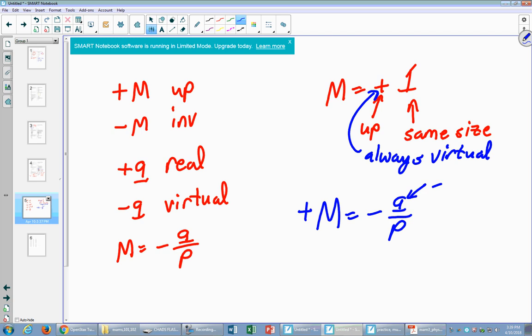Okay. Yeah, Tristan. A real image can be projected onto a screen. A virtual image cannot. That's the only difference. So this is a real image, but if you look in your flat mirror, you can't project that onto a screen no matter what you do. It's a virtual image.